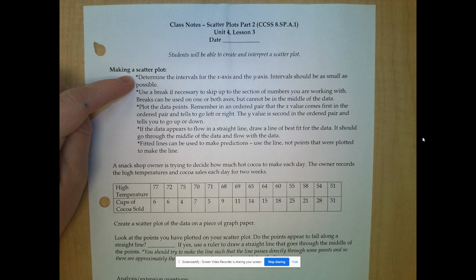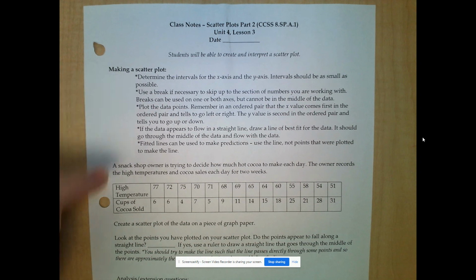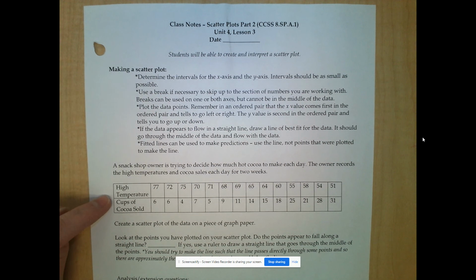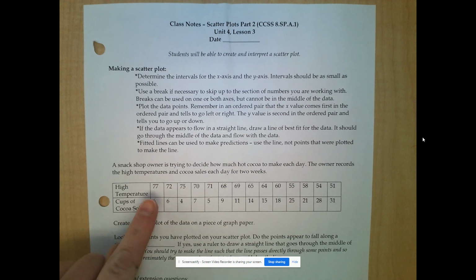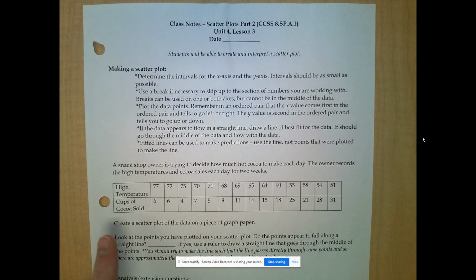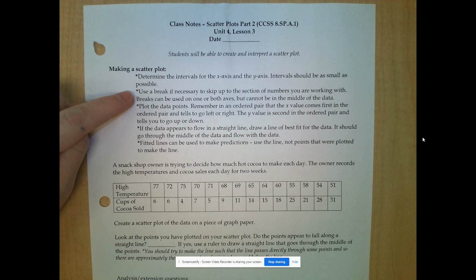You will often be given just plain graph paper, and you will have to decide on how to number the axes. So for example, down here we have high temperature, and it's anywhere from 77 down to 51. And cups of cocoa sold is from 6 all the way down to 31. Now, you might find that you have enough space on your graph paper to count by ones. You might have to count by twos, count by fives, depending on the data. Use a break if necessary to skip up to the section of numbers you're working with.